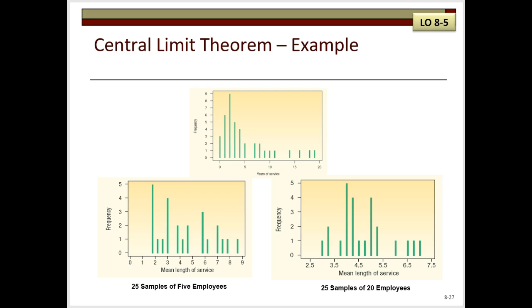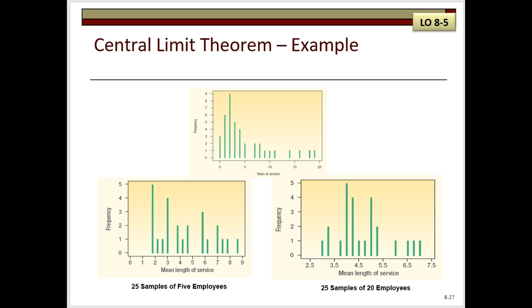The chart on the top level shows the distribution of the years of experience for the population of 40 current employees. Note that the distribution of length of service is positively skewed since there are a few employees who have worked at Spencer Sprockets for a longer period of time. The chart on the lower left row is a histogram of the average length of service for 25 samples of 5 employees, or a sample size of 5.